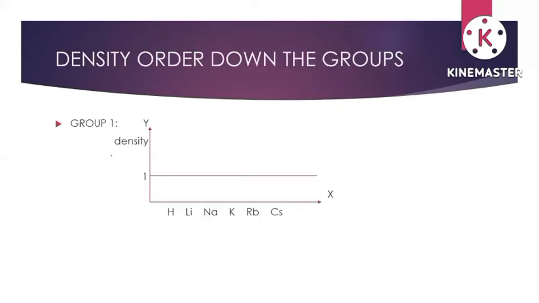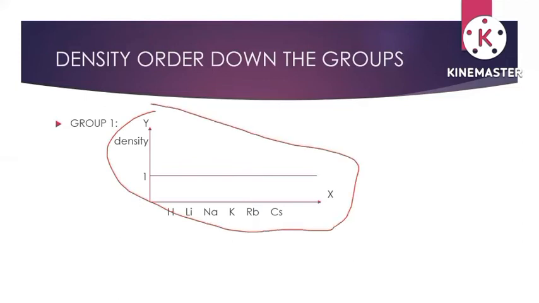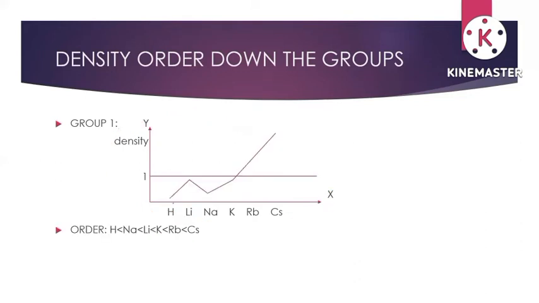Group 1. From here onwards, we will study the groups like this. Here will be the y-axis, which will have the density. Here will be the x-axis, which will have the elements. And here will be a line which signifies the 1 gram per cc density. For group 1, from hydrogen it increases up to lithium, then decreases for sodium, and then increases for potassium and onwards. So the order is hydrogen, then sodium, then lithium, then potassium, then rubidium, then cesium.